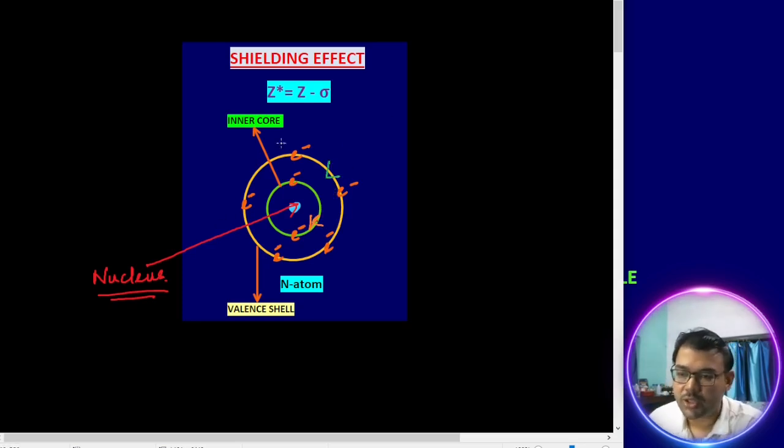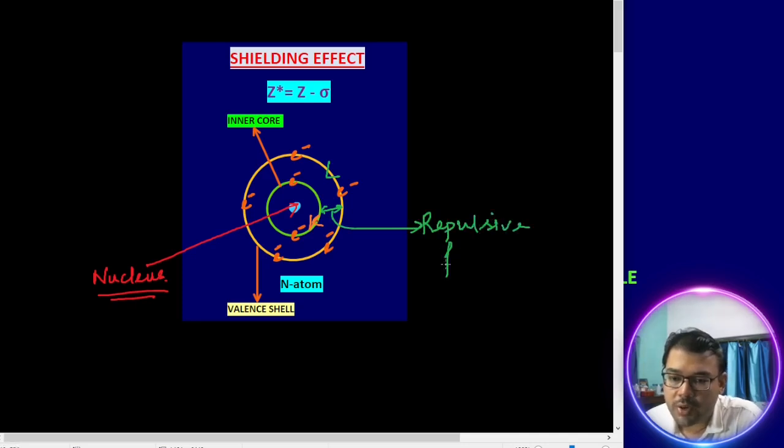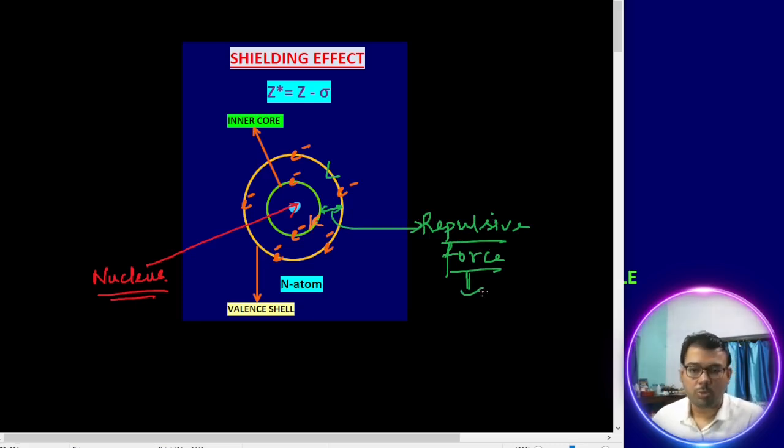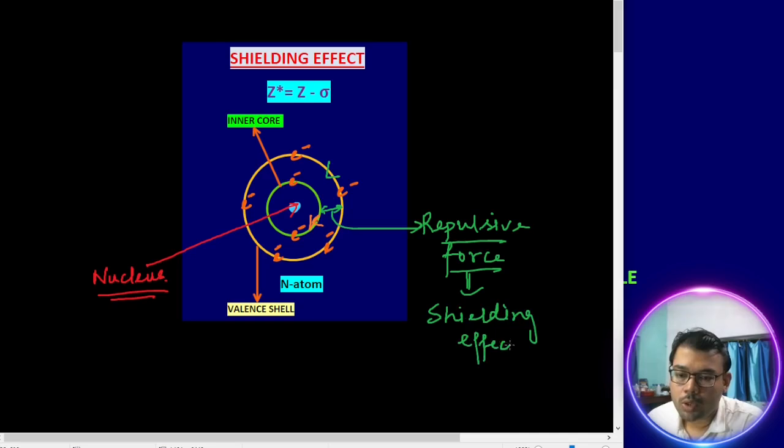So what we see is that the valence shell electrons are guarded by the inner core shell electrons. Here the inner core shell is K shell. K shell electrons, these two electrons, guard the L shell electrons. So these inner core electrons make some repulsive force toward the outermost shell electrons. This type of repulsive force generated by inner core electrons towards the valence shell electrons from the nucleus is called the shielding effect.